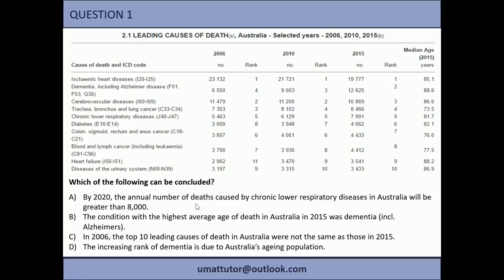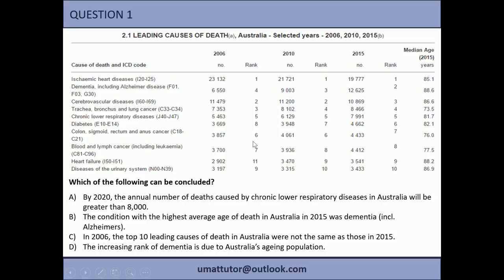So even though option A may look quite good, remember anything about making predictions about the future is almost always wrong. Option B, again, it looks quite good. A lot of the wording is quite good. You can see we're dealing with in Australia in 2015, which is again in the table, and it's referring to dementia, including Alzheimer's, which again is the wording used here. So a lot of it's quite good.